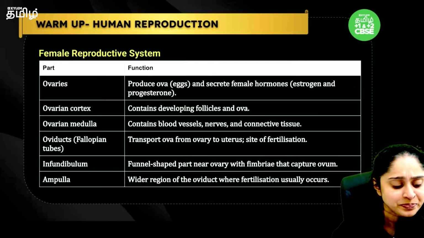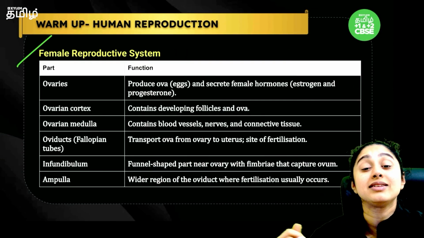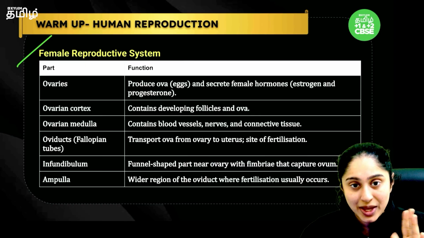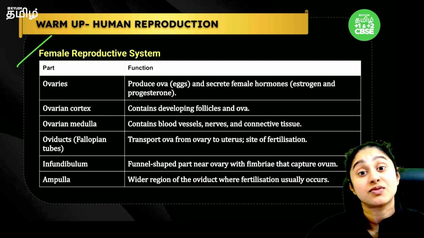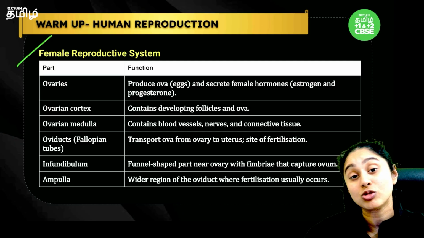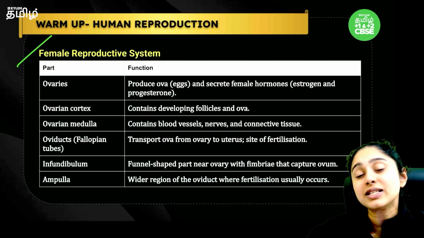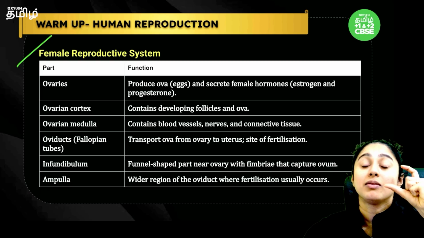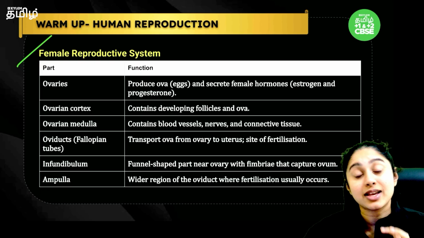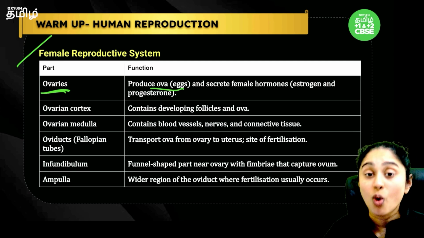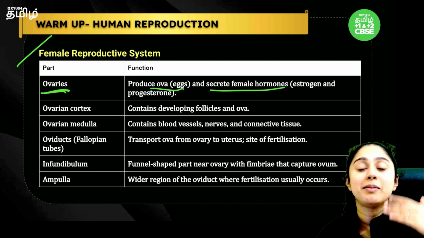Clear, everybody? Now coming to the female's reproductive system. See how easy it was. Within just 3 to 4 slides we have completed the entire male reproductive system, and this will be super useful when you are revising for your exams, guys. Okay. Now coming to the female's reproductive system, the main sex organ, the primary sex organ here, is the ovaries, and this is what is going to produce the ova along with the female hormones.